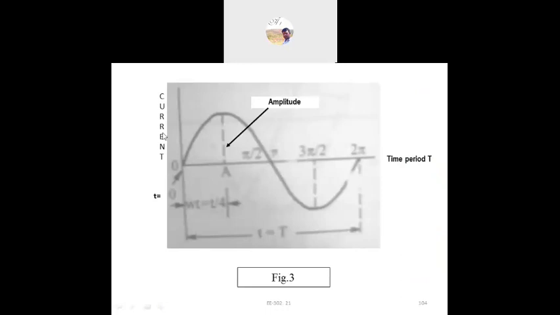Here is the current, here is the time period, and here is the magnitude, if the conductor is rotating.